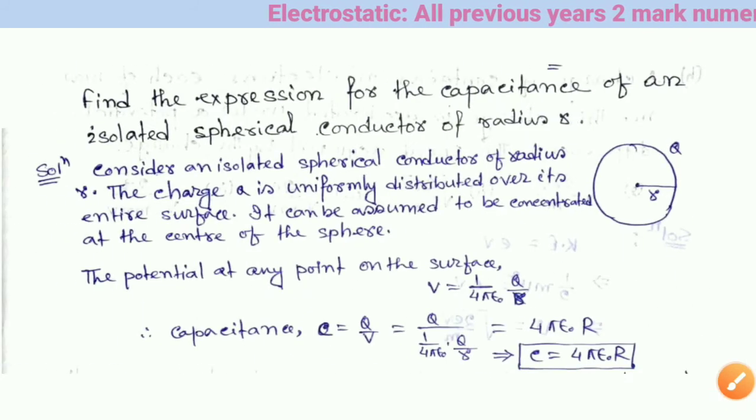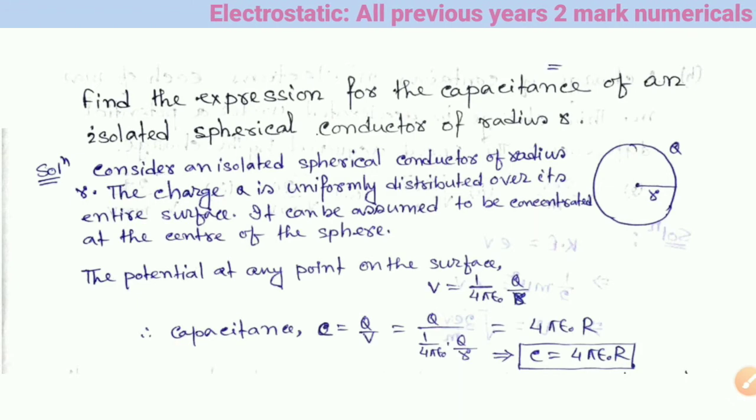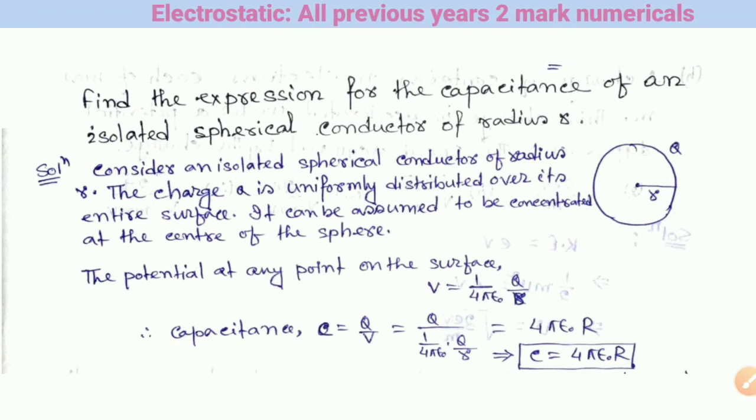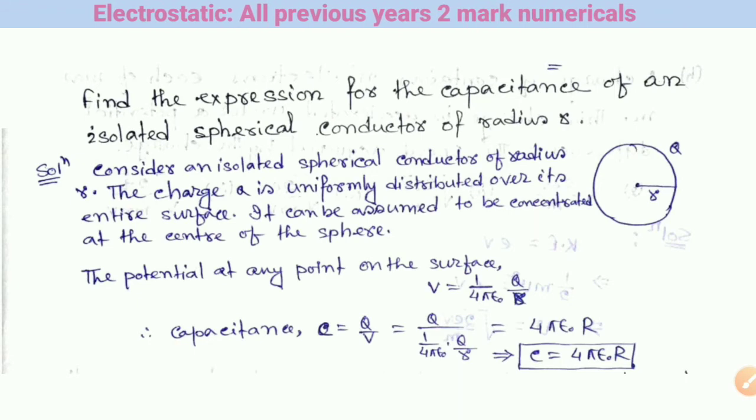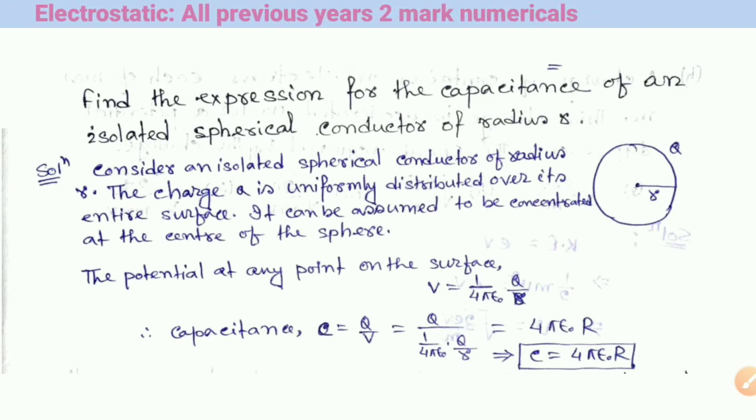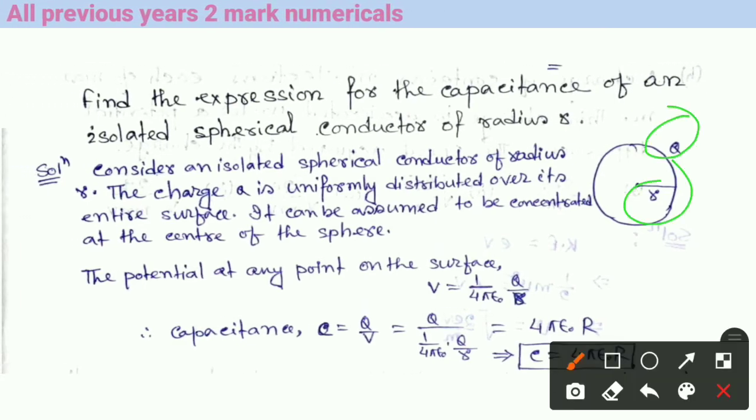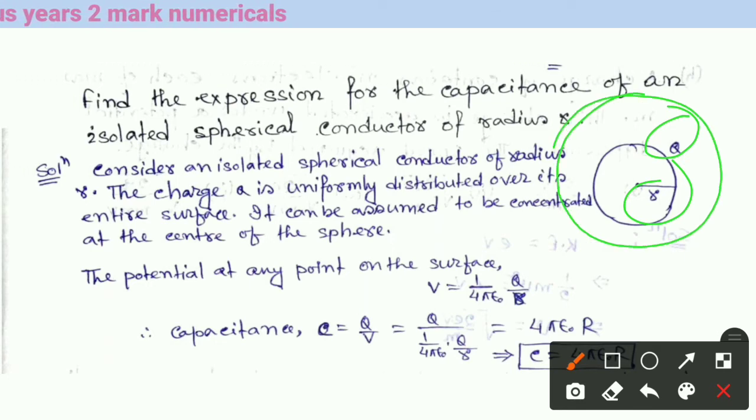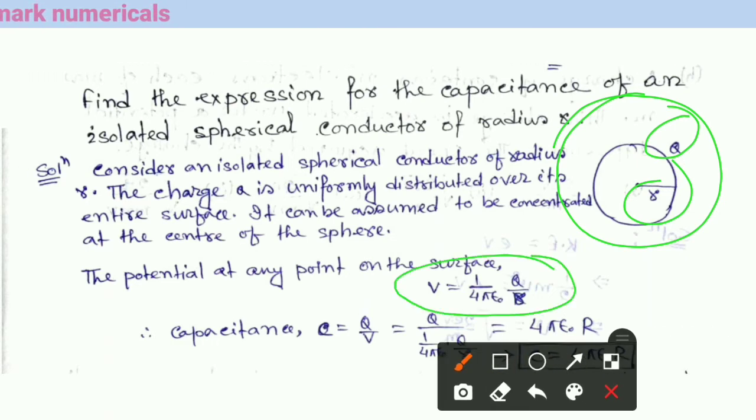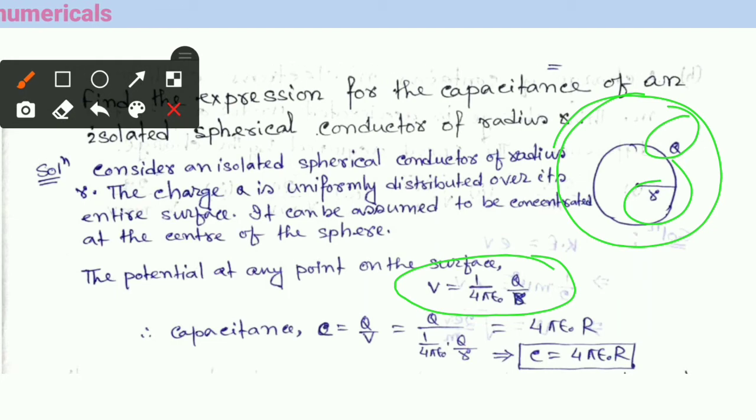Next question is, find the expression for the capacitance of an isolated spherical conductor of radius r. We know that for an isolated spherical conductor, if the radius is r and charge is q, then all the charge is distributed uniformly over the entire surface of the sphere. In that case, potential V is equal to 1 by 4 pi epsilon naught Q by R. Now capacitance C is equal to Q by V.